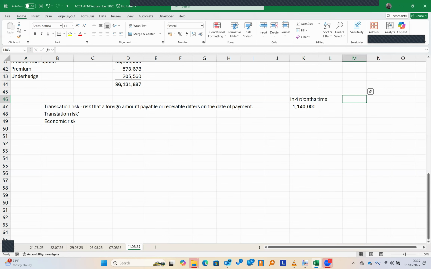Now, 4 months' time come, and actually, the rate has changed to 3,600. And therefore, I receive less. That is transaction risk. Okay, it only happens when there is a payable or a receivable.